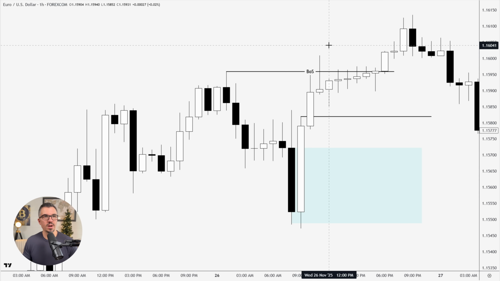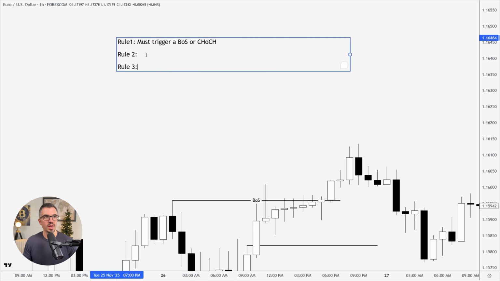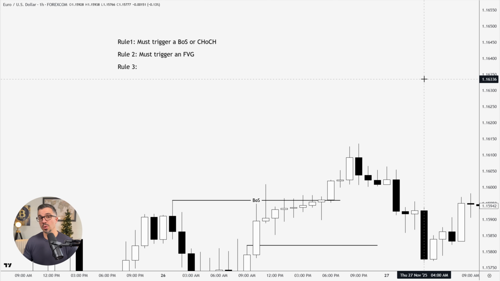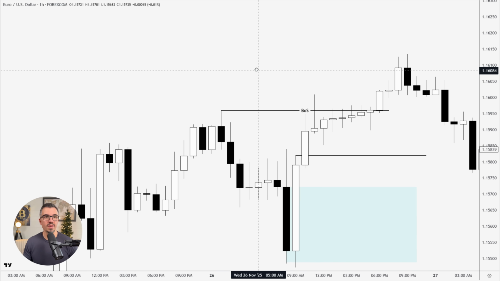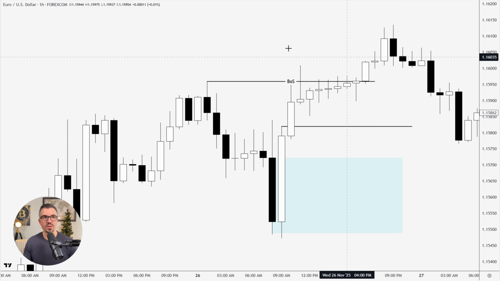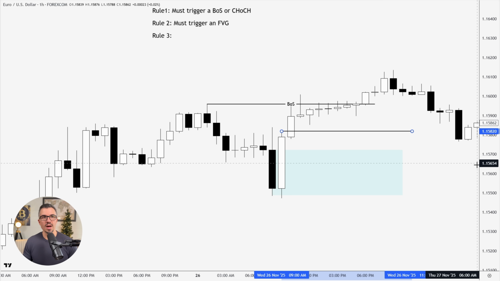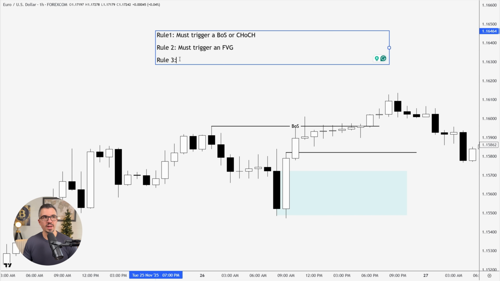So let's go ahead and update our rules up here. Rule number 2 is that we must trigger an FVG. Very simple. It must trigger a break of structure or change of character, and also must trigger a fair value gap. So we have both of these here. Now, the third one is also simple, so I'm going to write this out now. Rule number 3 is that it has to be unmitigated. So it must be unmitigated.